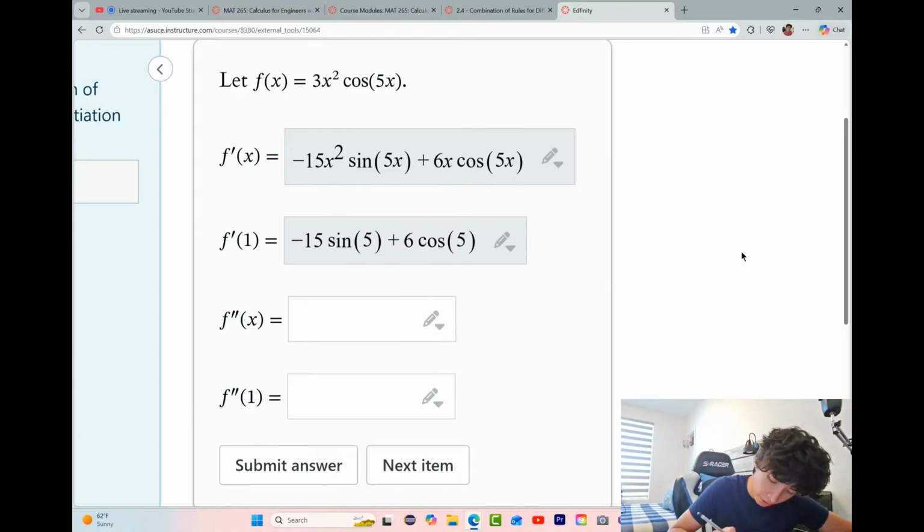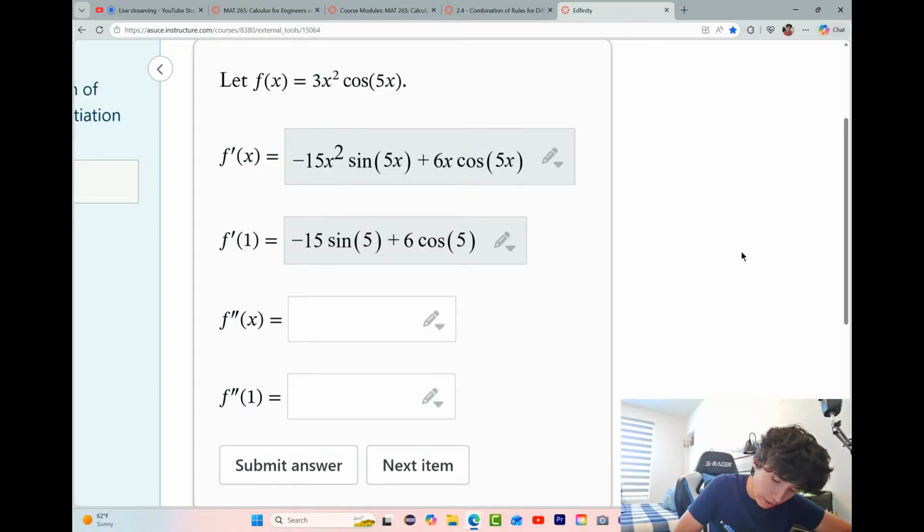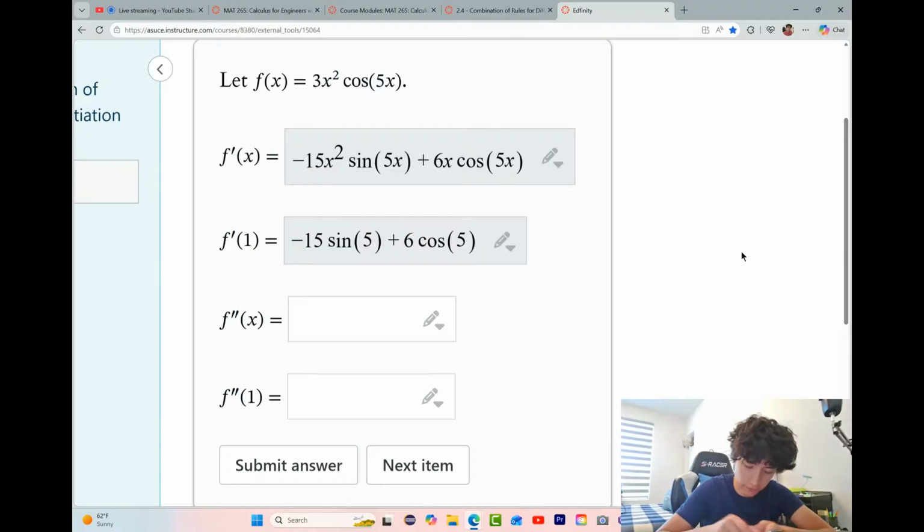Now we simply finish simplifying. Wait, that's 5 cosine of 5x. Let's make that clear. A little unclear. So negative 15 times 5 is going to be negative 75. Negative 75x squared cosine of 5x plus, or minus, a minus 30x sine of 5x. Perfect.